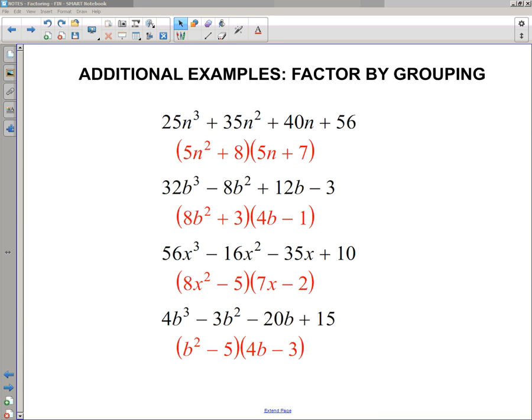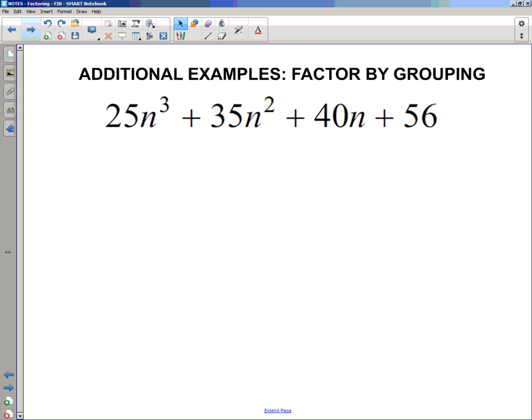We're going to cover 4 additional examples for factoring by grouping, 4 problems you can see here. We'll start with our first example. We're going to step through this one step at a time.